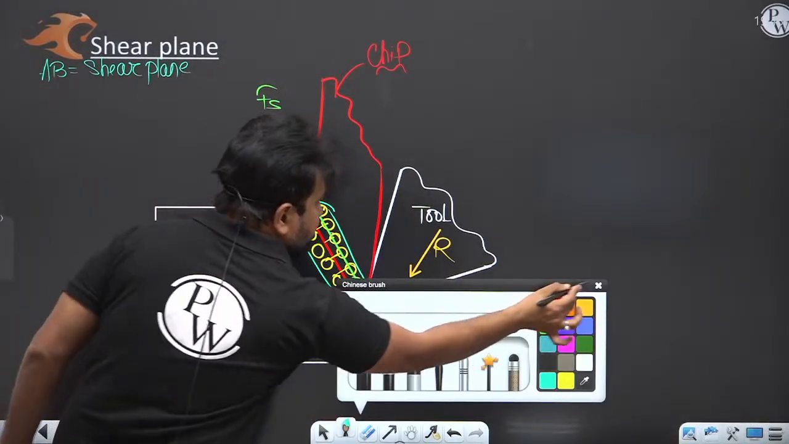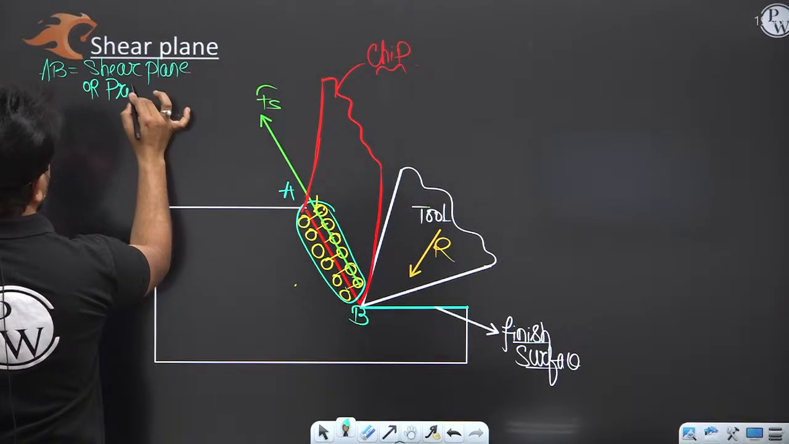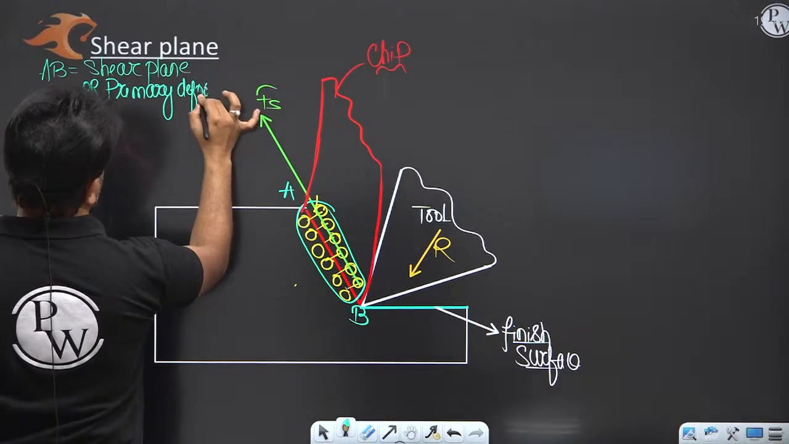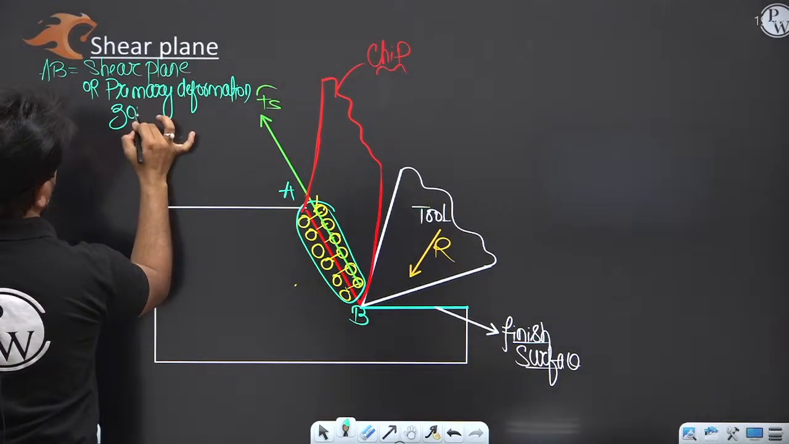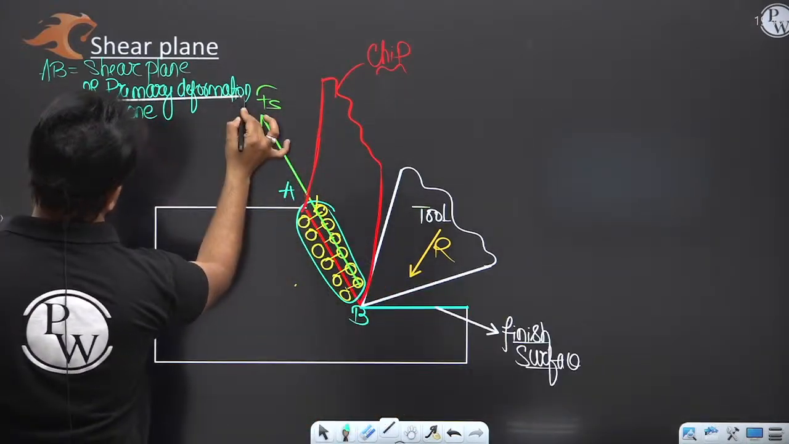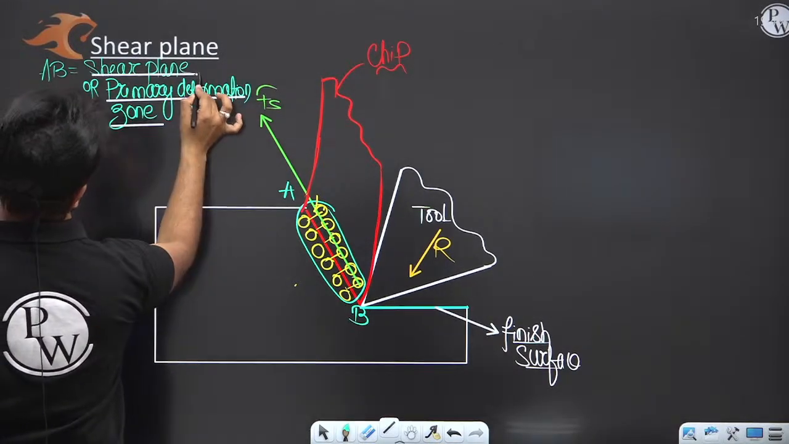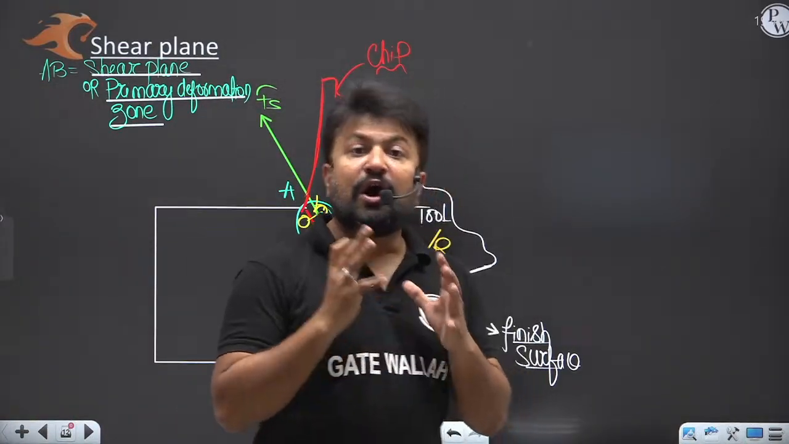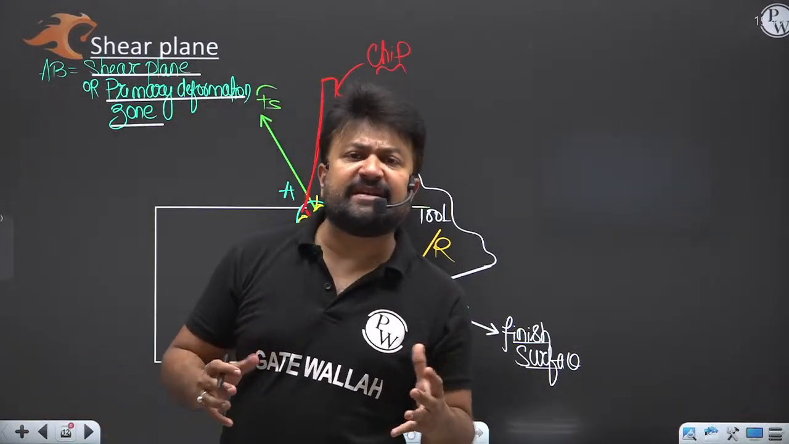The other name is what? Primary deformation zone. Right? Primary deformation zone. Why do we say primary deformation zone?